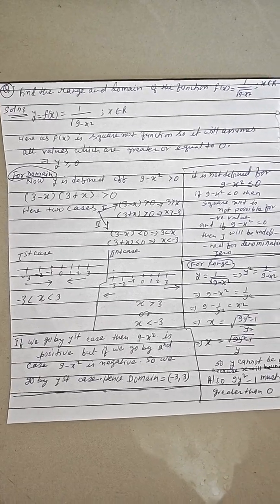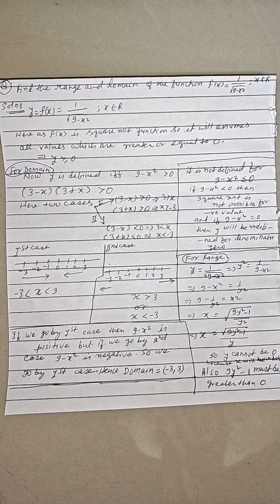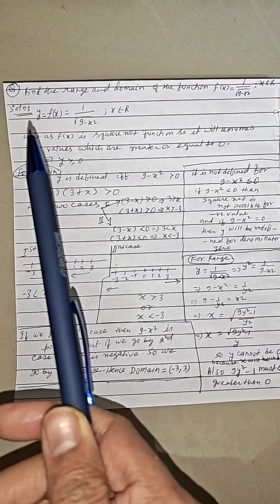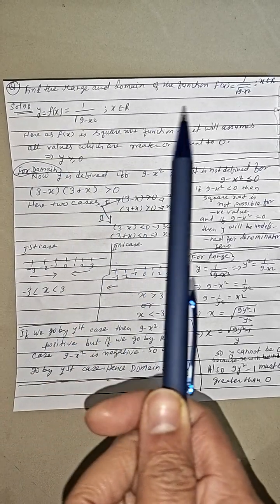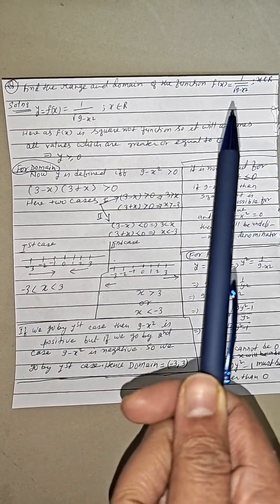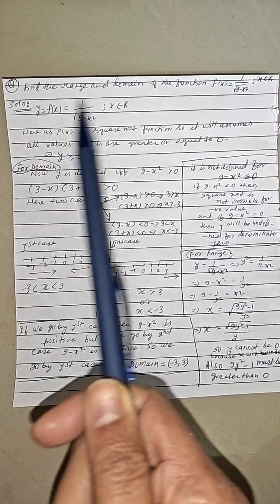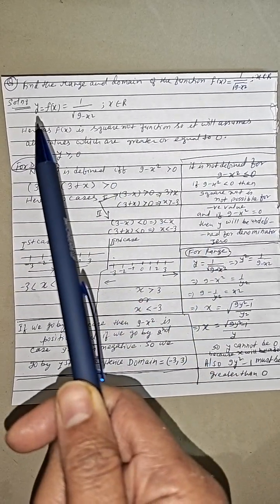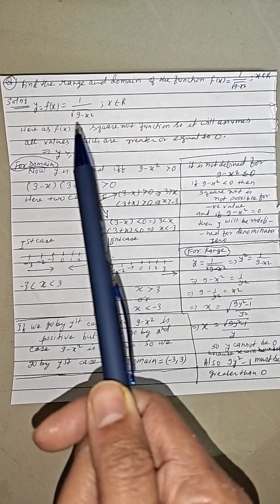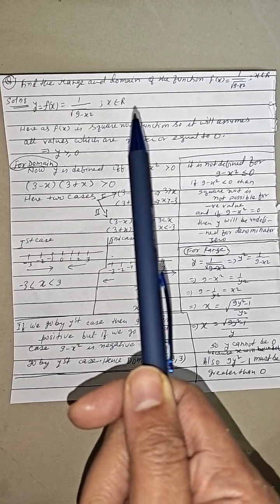In this question we will discuss in detail the domain and range of a function. By this example, find the range and domain of the function f(x) = 1 upon root under 9 minus x square, x belongs to R. Solution: let this function f(x) be y equal to 1 upon root under 9 minus x square, x belongs to R.